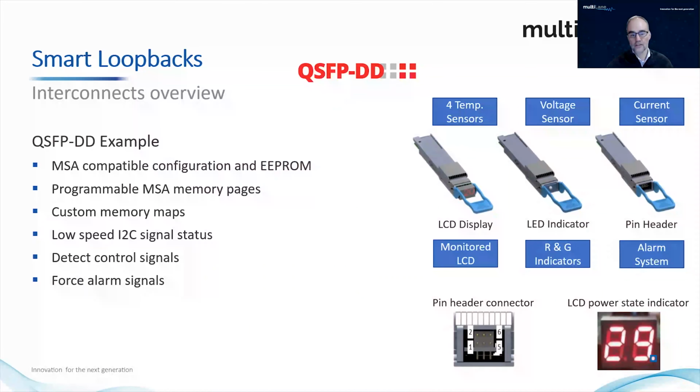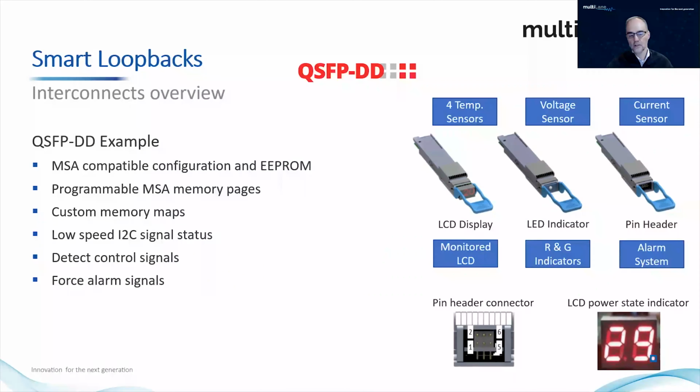We call our loopbacks smart loopbacks because they're so powerful and have a very rich feature set that enables you to test your product. Of course, it's completely MSA compatible. It's programmable with programmable memory pages. It also gives you access to the low speed signals. You can detect the control signals, and you can even force alarm signals to emulate a certain condition. As you can see on the right, there's a bunch of different variants with temperature sensors, voltage sensors, different kinds of displays to really see what is happening in your system. So very powerful, hence the name smart loopbacks.